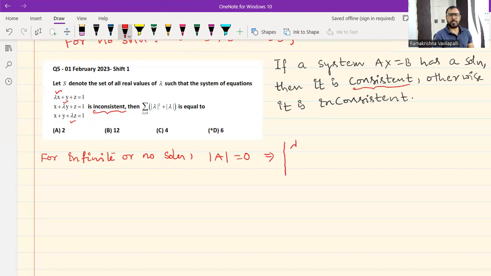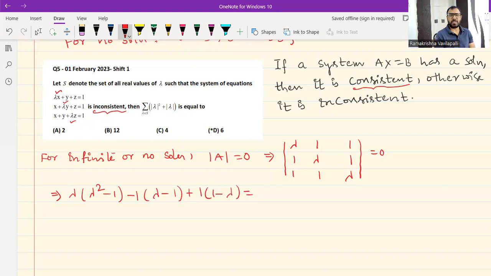So this implies determinant of lambda 1 1, 1 lambda 1, 1 1 lambda equal to 0. This implies you just expand it: lambda into lambda square minus 1, minus 1 into lambda minus 1, plus 1 into 1 minus lambda equal to 0. This implies it becomes lambda cube. This is minus lambda and minus lambda. So you will have minus 3 lambda. And what is the constant here? This is plus 1, right? Plus 1, which means that this is equal to 2.